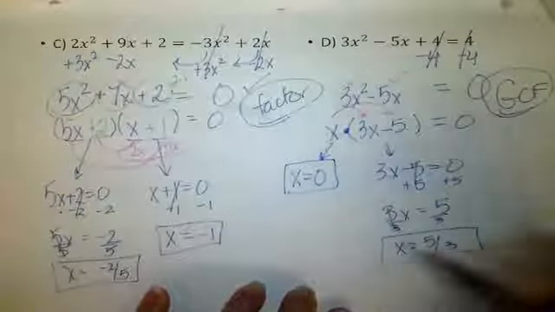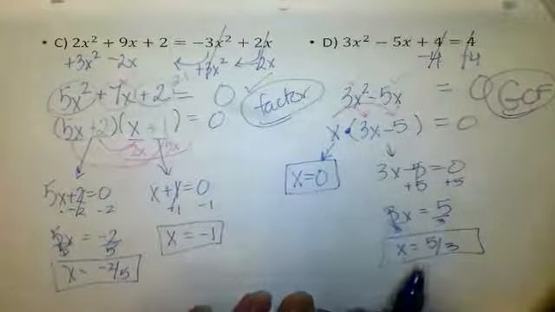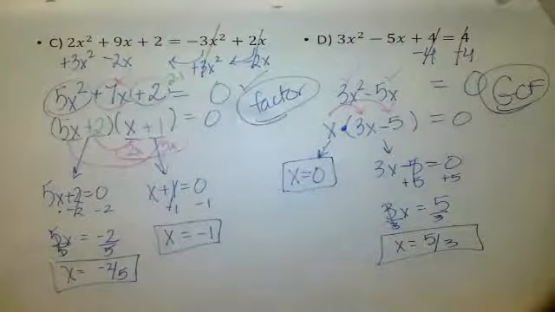So we get 5 over 3 for one solution and 0 for the other solution. All right, ladies and gentlemen, do you have any questions for me?